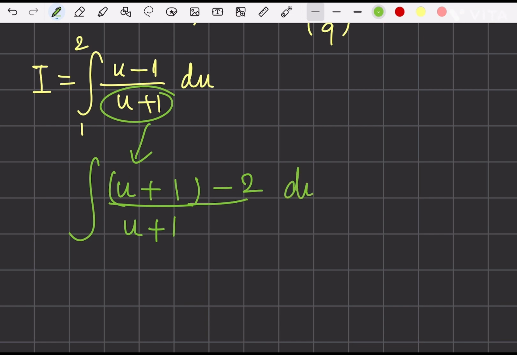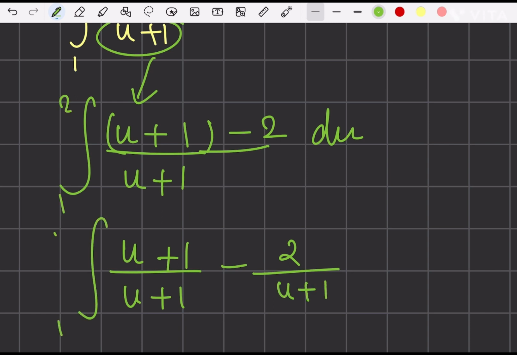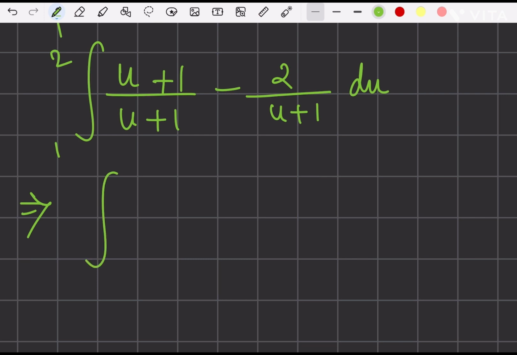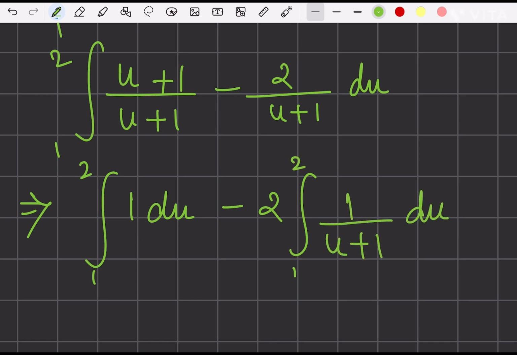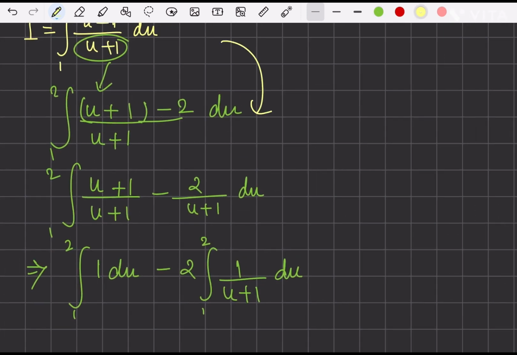Yes, into du. Now in the next part I'll separate it. So u plus 1 over u plus 1 minus 2 over u plus 1, integration from 1 to 2, this into du. So in the next step, this will be nothing but integration of 1 du from 1 to 2 minus, over here it will be 2 times integration from 1 to 2 of 1 over u plus 1 du. See, because we broke this down, it became very easy for us to integrate.